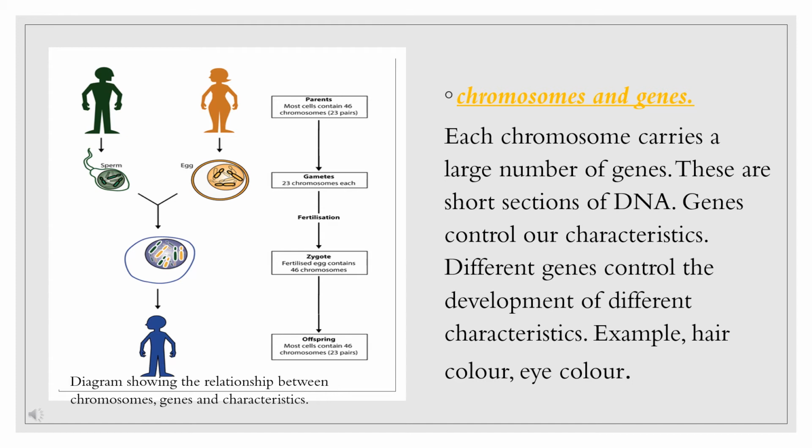And on the side, as usual, I have a diagram that shows the relationship between the chromosomes, genes, and characteristics. So we have the parents, and then we have the gametes, which are 23 chromosomes each. And when you add them up, they're going to be 46. And then we have the zygote, which is the fertilized egg, which contains 46 chromosomes, as I said. And at the end, we have the offspring. So most cells contain 46 chromosomes, and they are 23 pairs. The offspring is another word for a child, basically.